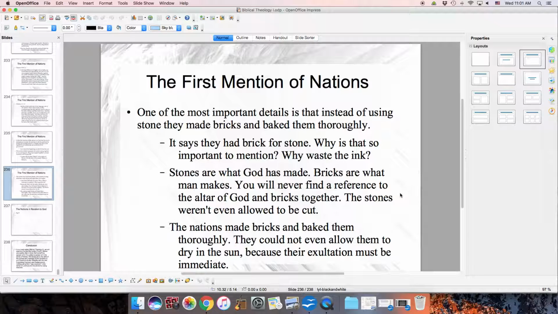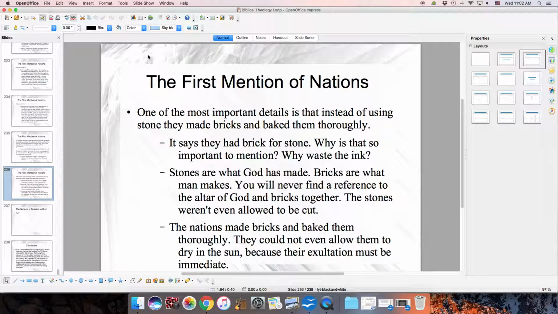Do you see the importance here? The nations made bricks and baked them thoroughly. They could not even allow them to dry in the sun because their exaltation must be immediate. Huge things happening. This is our first mention of nations. You can see I don't have the next piece written yet, but this is our first mention of nations.